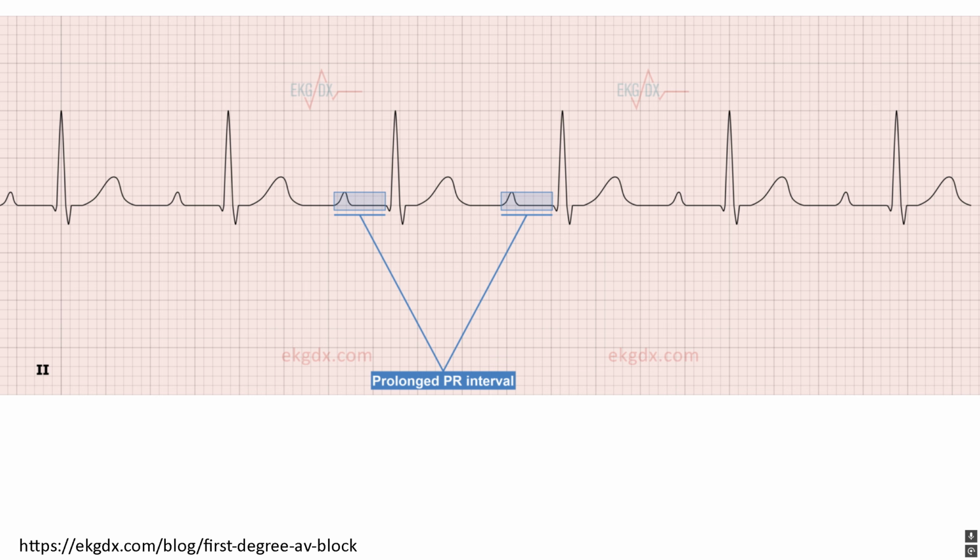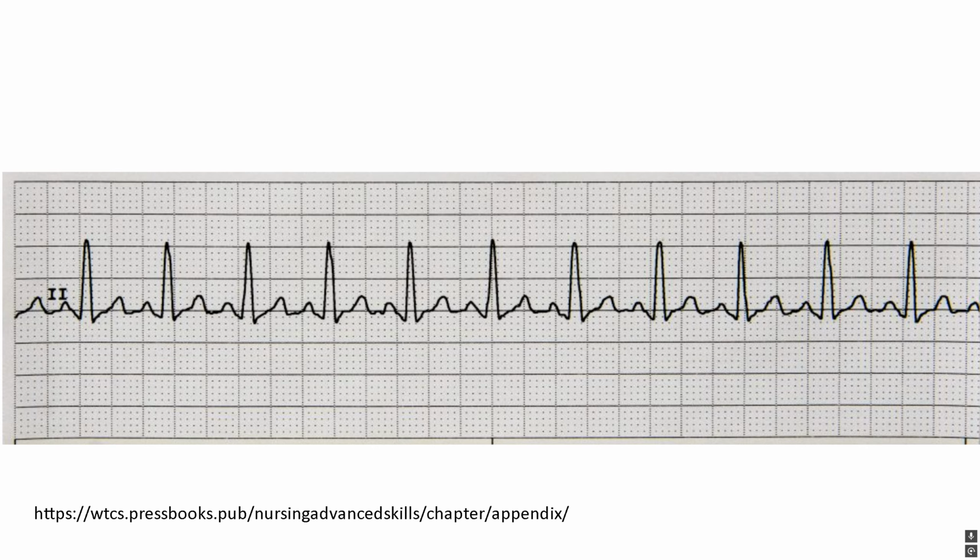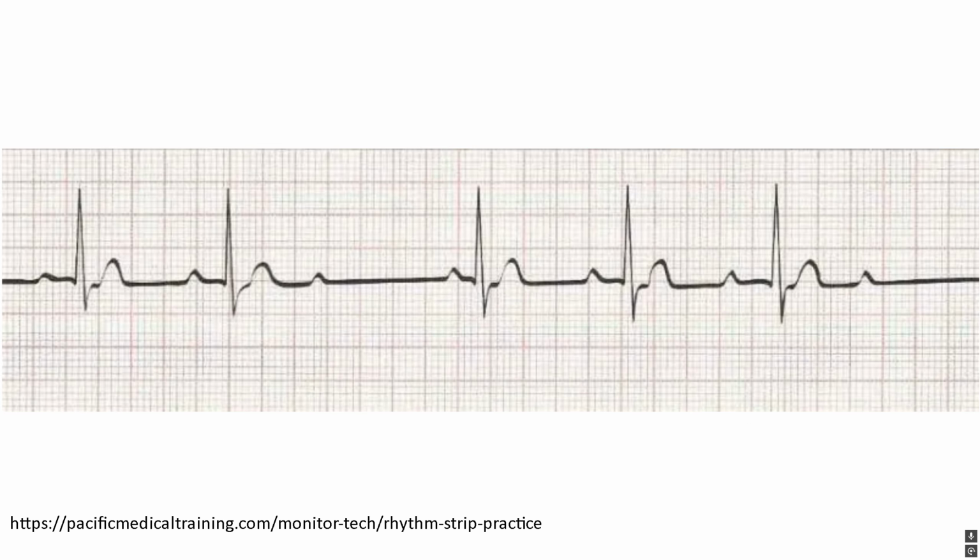A first degree AV block is just a prolonged PR interval. I mean, it's cool to identify in a test, but clinically, I'm not concerned about it because it doesn't really cause any pathology. This is an example of just normal sinus rhythm. Again, one P for every QRS. We're done. Move on. Okay.